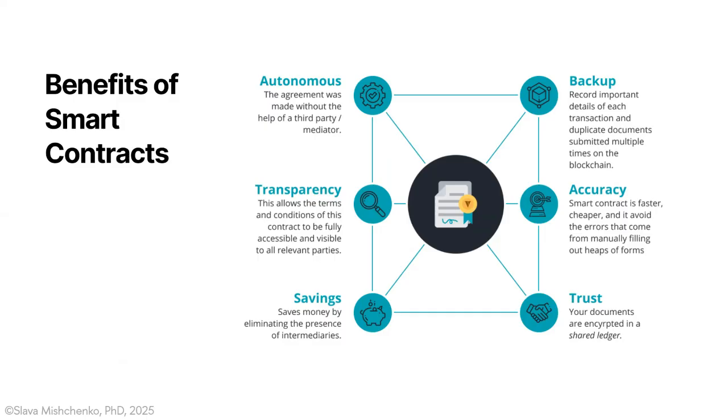And looking at backup and accuracy, for example, these features particularly excite me because every transaction detail is recorded multiple times on the blockchain, making it virtually impossible to lose information. And because it's automated, we eliminate these pesky human errors that plague manual form filling, for example.